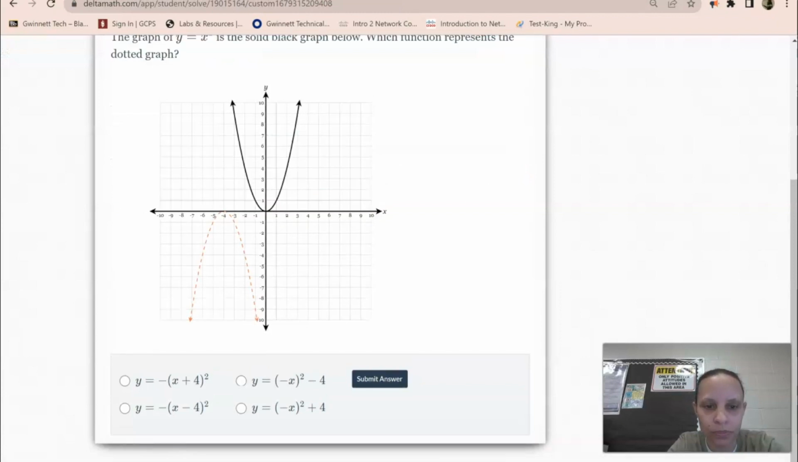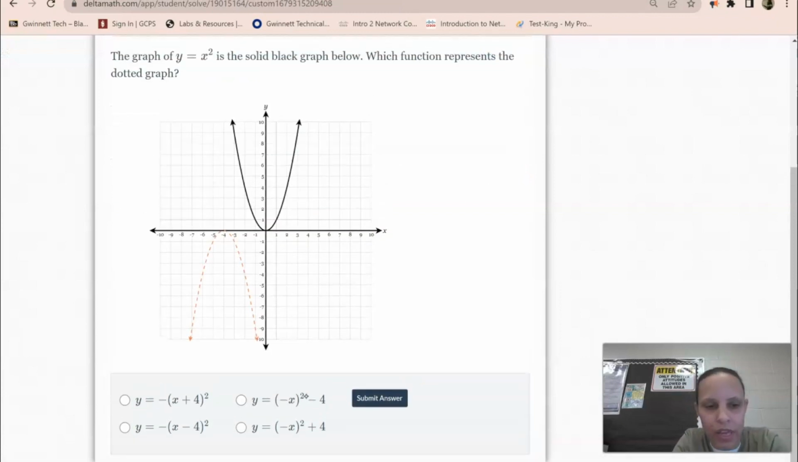I'll do one more. Again, this is a reflection over the x, so I'm looking for a negative inside or outside, right? Because it's reflected over the x, I would think that it's inside because x is inside and opposite. But remember, negatives are opposite no matter where you are. So it's really going to be outside. So it's either one of these two. So this will be reflected over the x-axis. This will be reflected over the y-axis.